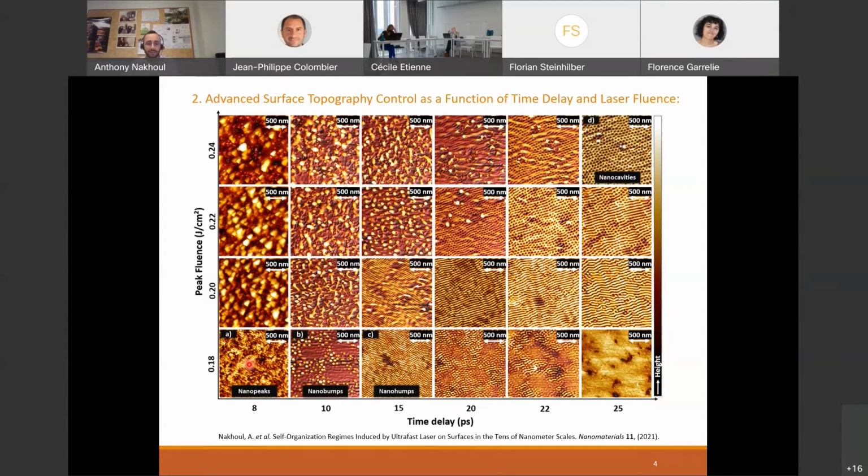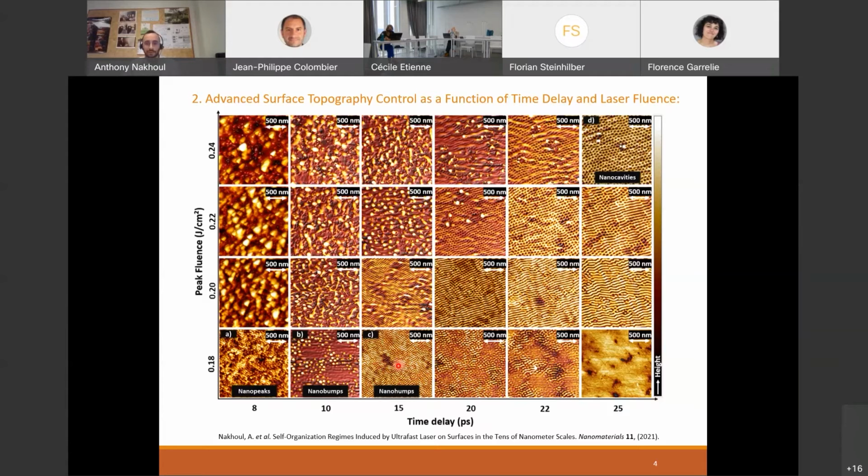And only by increasing the time delay by 2 picoseconds, we observed another type of nanostructure, and we name it nanobumps because it has a larger diameter, and it was also a little bit more bumpy. And here, by increasing the time delay by 5 picoseconds, we observed different nanostructures, about 10 times smaller than A and B, with a height of only between 10 and 20 nanometers. We name them nanohumps, and they are well organized.